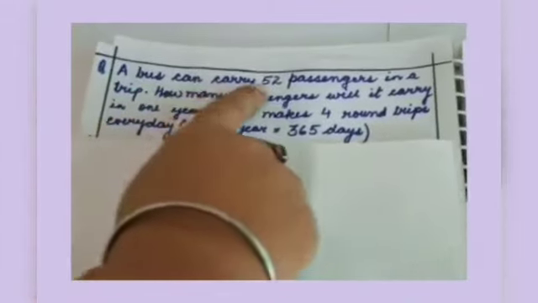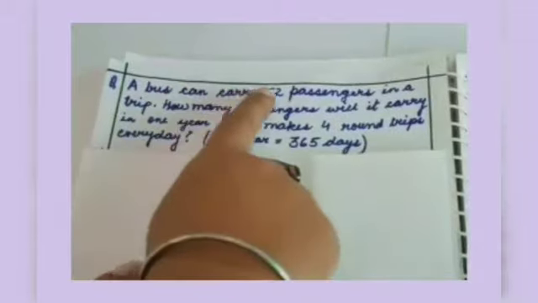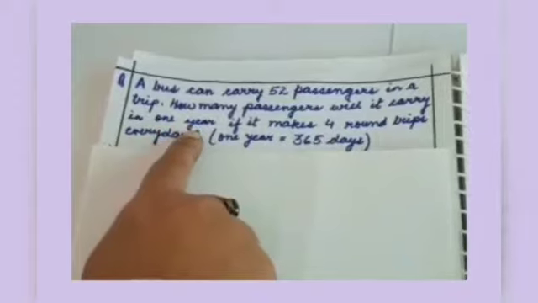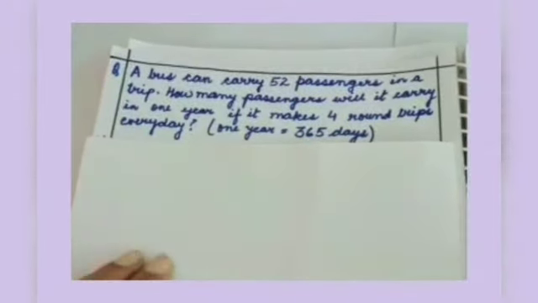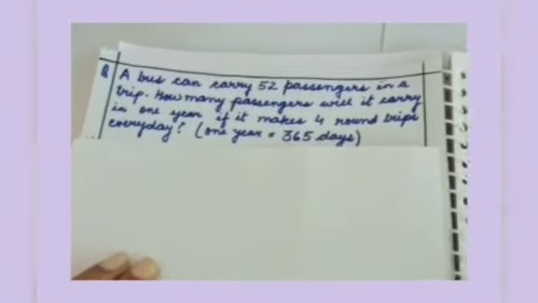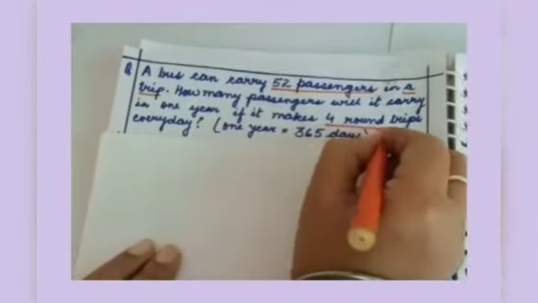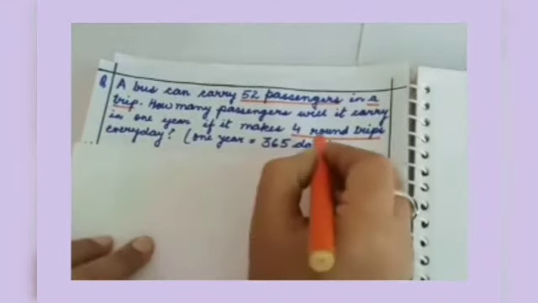A bus can carry 52 passengers in a trip. A trip means one trip. So the bus can carry 52 passengers in one trip. How many passengers will it carry in 1 year if it makes 4 round trips every day? So have you understood, children? Here 52 passengers can be carried in one trip, and the bus is making 4 round trips every day. So how many passengers will the bus carry in one day? What will we do here? Do you understand what we mean by round trips?